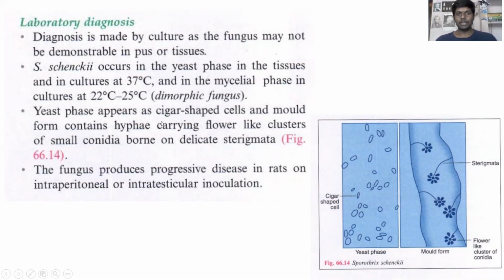The yeast phase appears as cigar-shaped cells, and the mold form contains hyphae carrying flower-like clusters of small conidia on delicate sterigmata. So you will see floret-like structures in the mold stage.